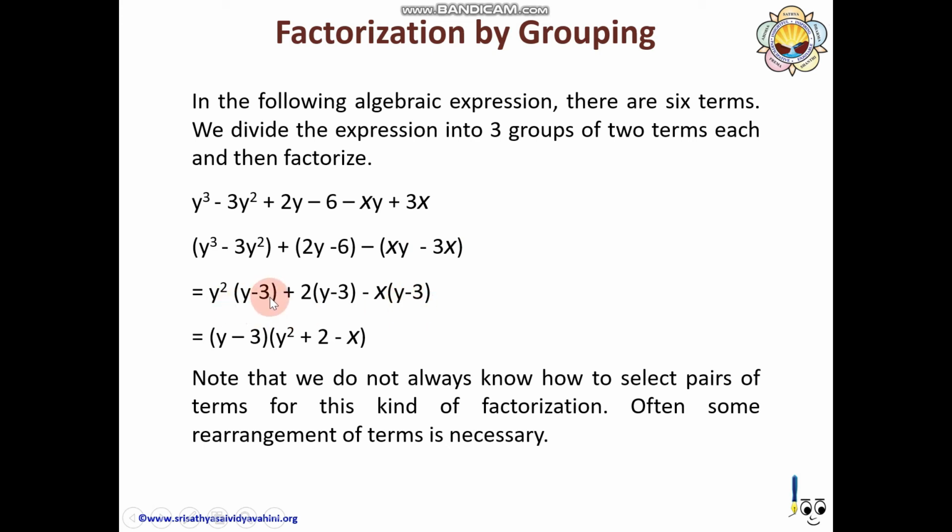Now you see in these three terms, what is common? y minus 3 is common. Here also y minus 3 is common. Here also y minus 3 is common. So you take y minus 3 as the common factor. Then what will be left? y square plus 2 minus x will be left. So the two factors of this expression are y minus 3 and y square plus 2 minus x. Okay, so this is how we can find the factors by regrouping.